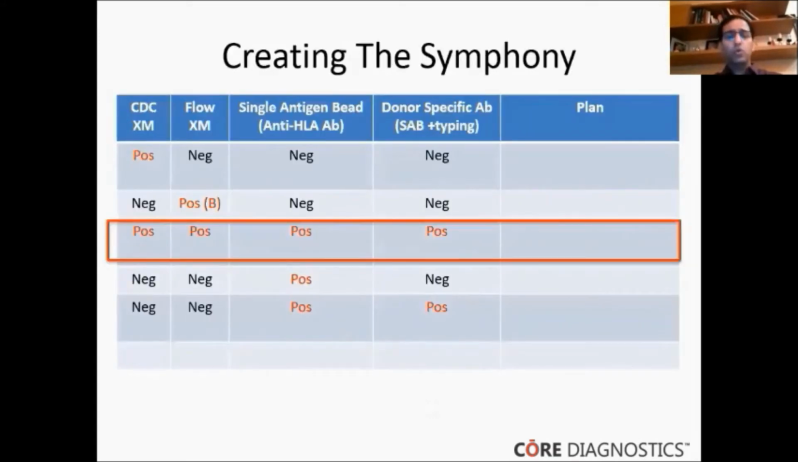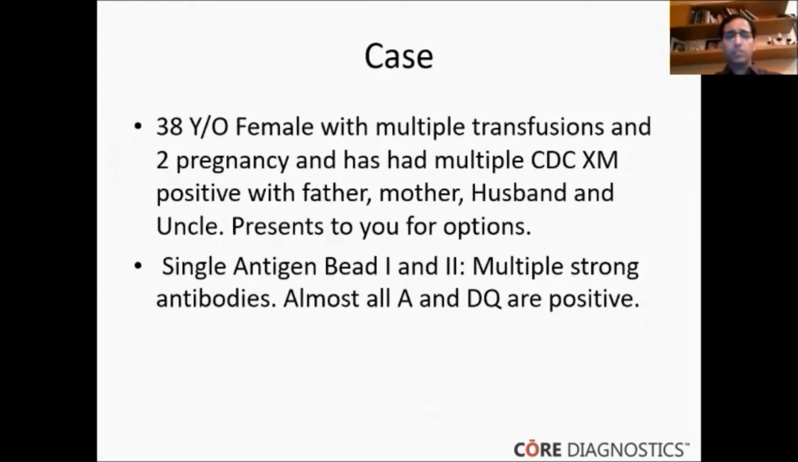Now let's go to a combination of CDC, flow, as well as antibodies that are positive. We have a 38-year-old female who has multiple sensitization history with multiple transfusions, 2 pregnancies, and she's had multiple crossmatches done with her father, mother, husband, uncle, and all of the crossmatches have been negative. She's gone to 10 different transplant programs, and she comes to you as a last resort as well. You look at her single antigen bead, 1 and 2, there are multiple strong antibodies. Almost all the A and the DQs are positive.